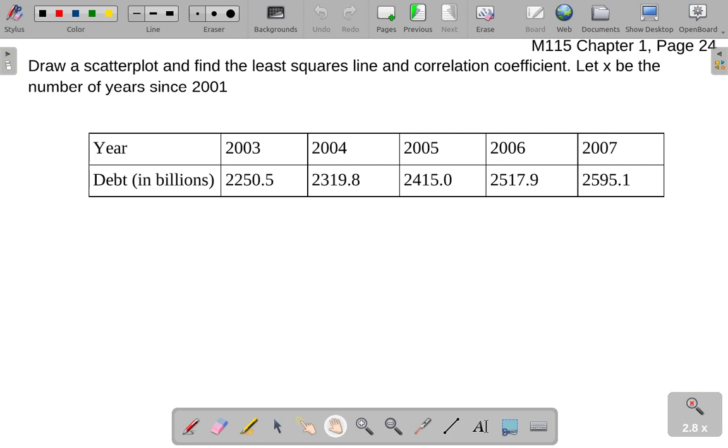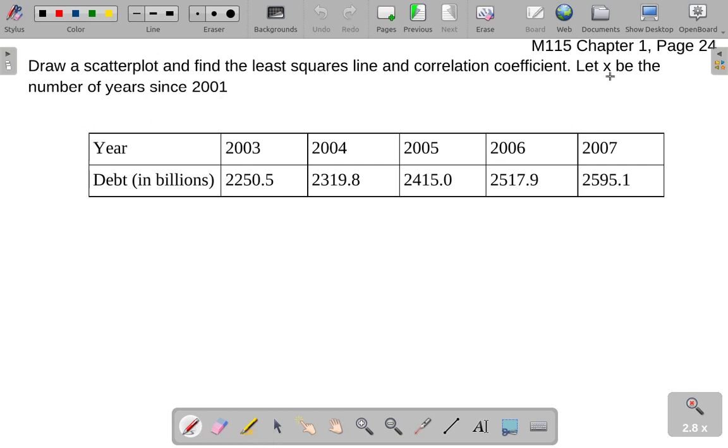In this example, you're again going to be drawing a scatter plot, finding the least squares line and correlation coefficient. The one tricky part here is that it says let x be the number of years since 2001. This is something that you will see on your homework, and I can almost guarantee it's going to throw a couple of you off for a little while.